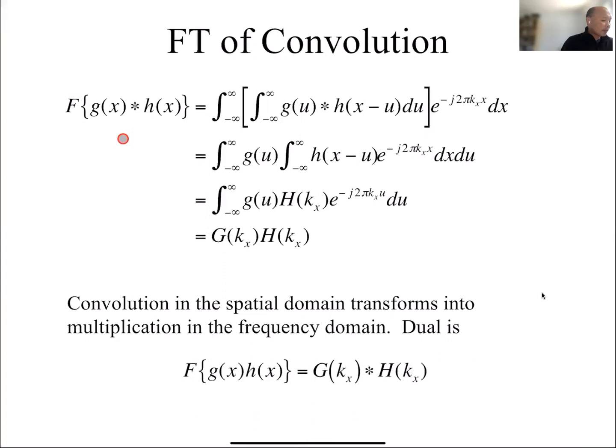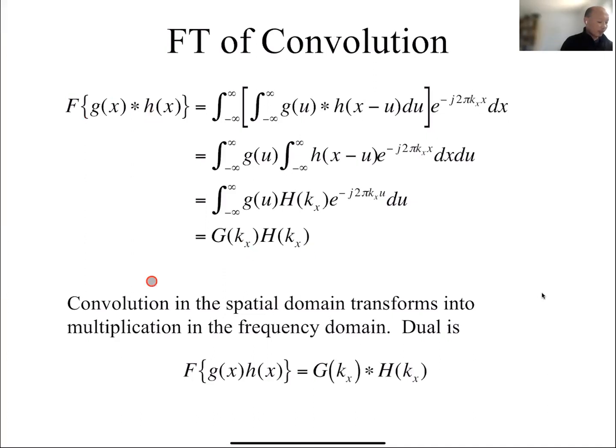So the fundamental thing is the Fourier transform of g convolved with h. So this is a convolution. And notice that these are both the same x. This is not x and y, this is x and x. So we have g of x and h of x, two things convolved together. And this is equal to G of kx times H of kx.